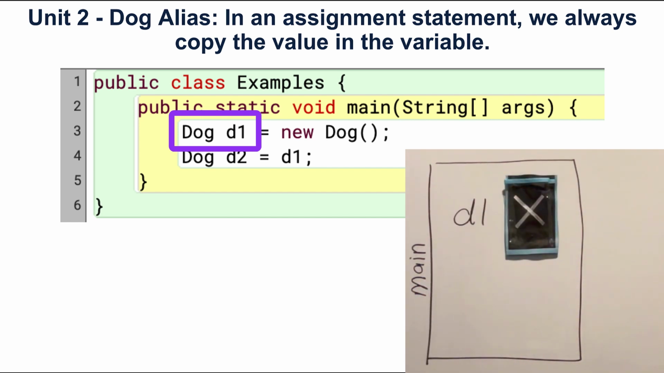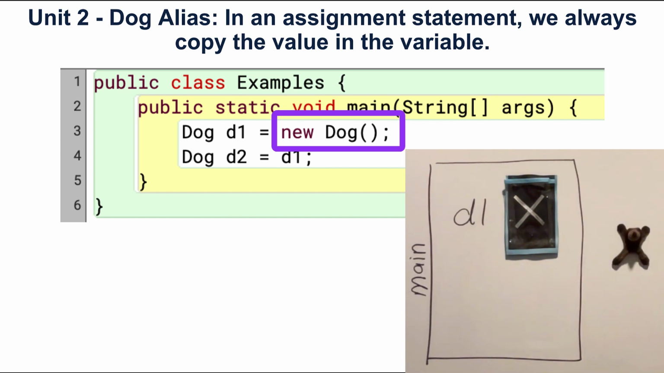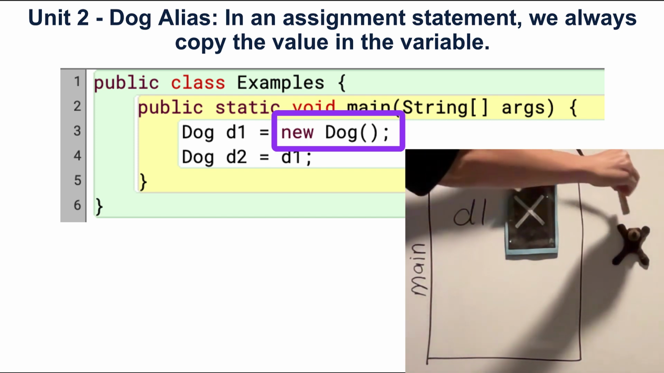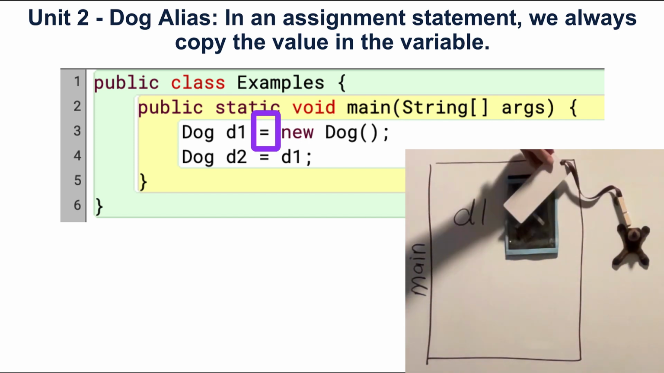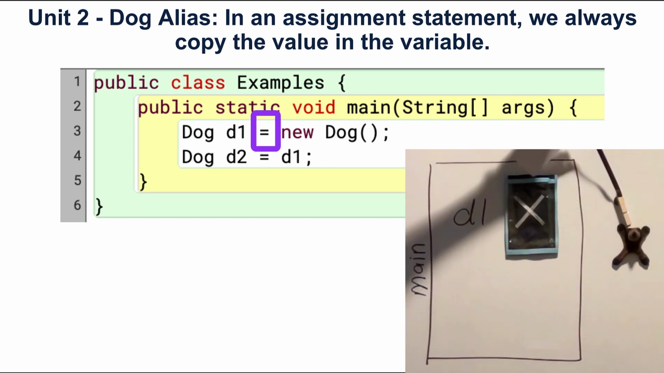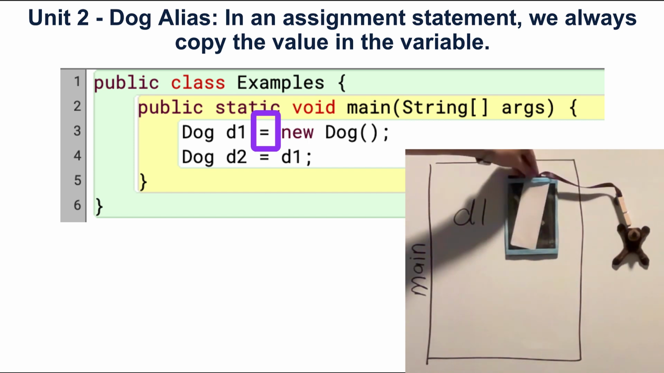That's a variable that can reference a Dog object. Remember, we evaluate and then store, so we need to first evaluate the right-hand side. The right-hand side calls the Dog constructor, which makes a new object of type Dog. A constructor is a method that makes a new object, and we call it using the keyword new. The constructor returns a reference to our new object. We store the reference to the newly created object in our variable D1.